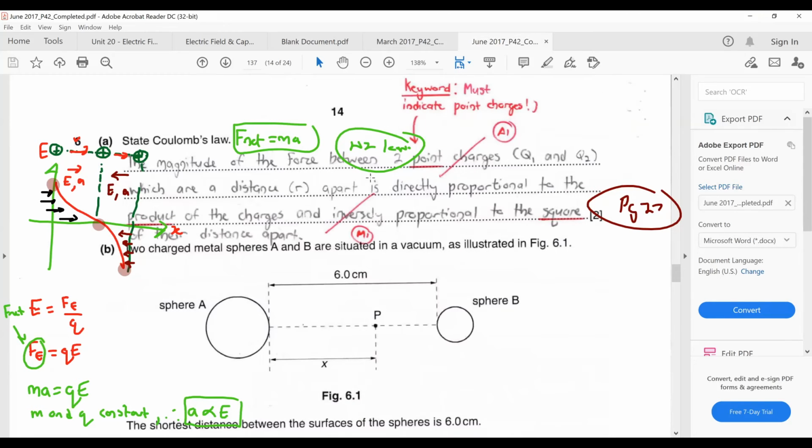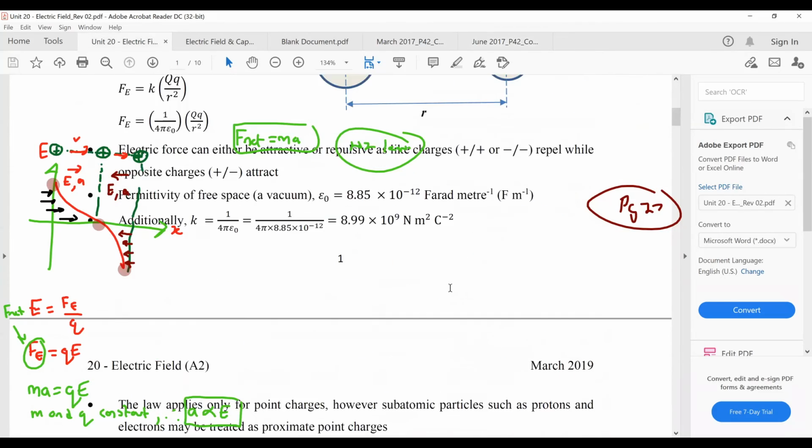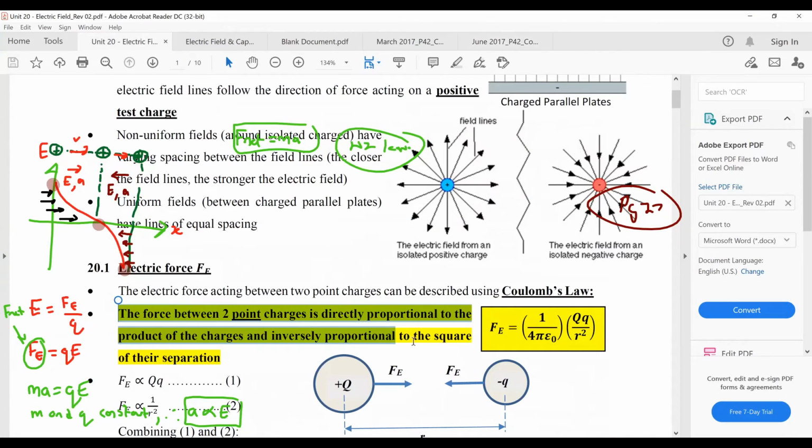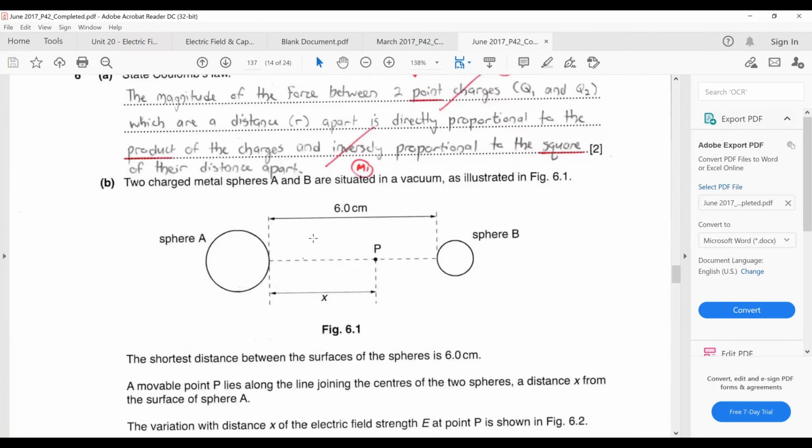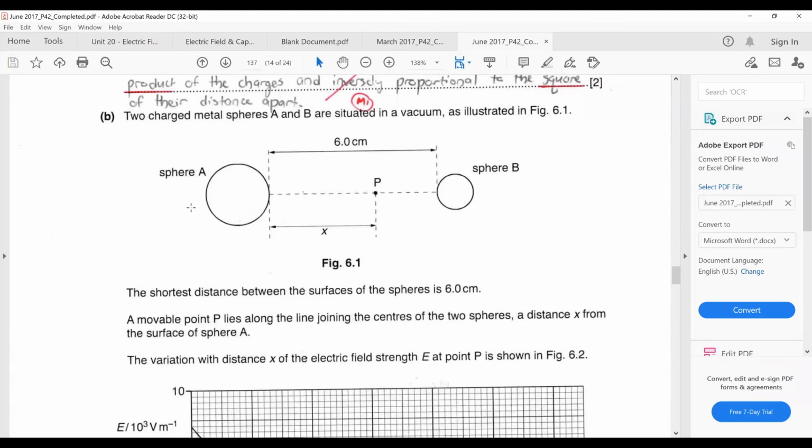Now, state Coulomb's law. Coulomb's law is basically the one that you use to explain electric force. Coulomb's law is just telling you that the force between 2 point charges is directly proportional to the product of the charges and inversely proportional to the square of the separation, which gave you this equation in the first place. So for this one, I would just skip it because it's just a definition question that you can copy from the notes. I'm more interested in this one.